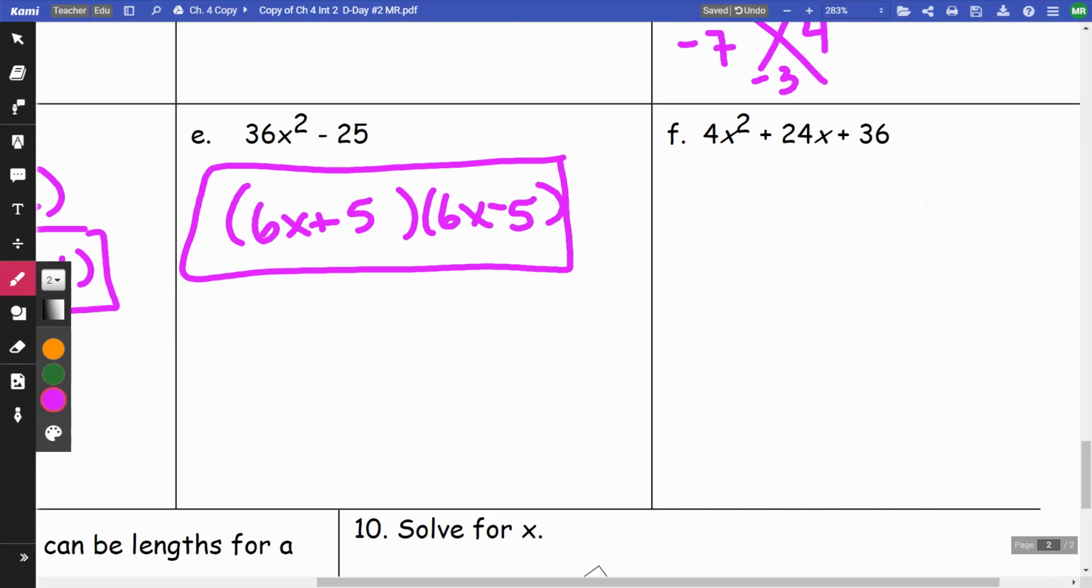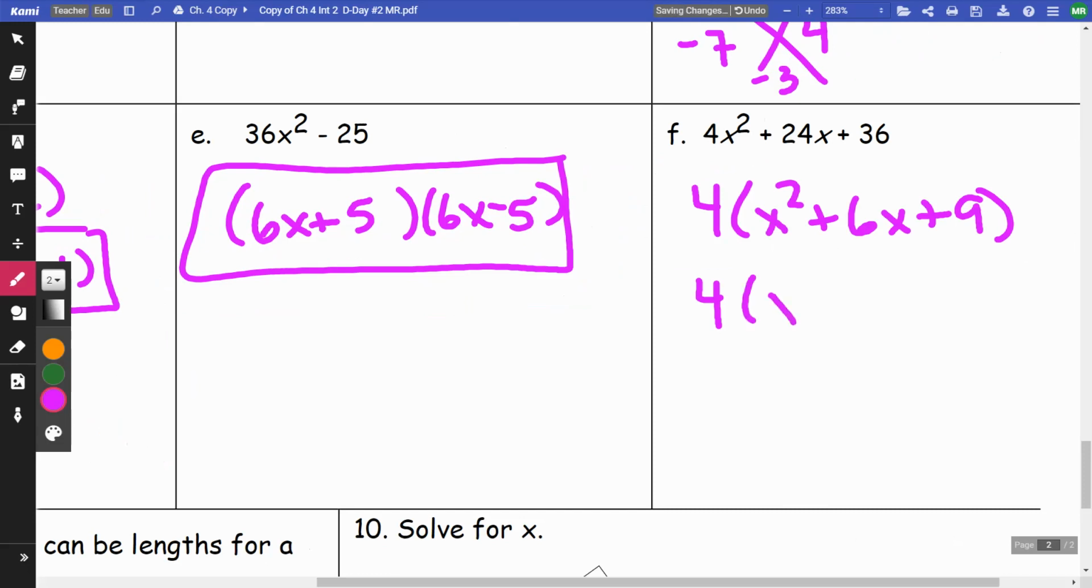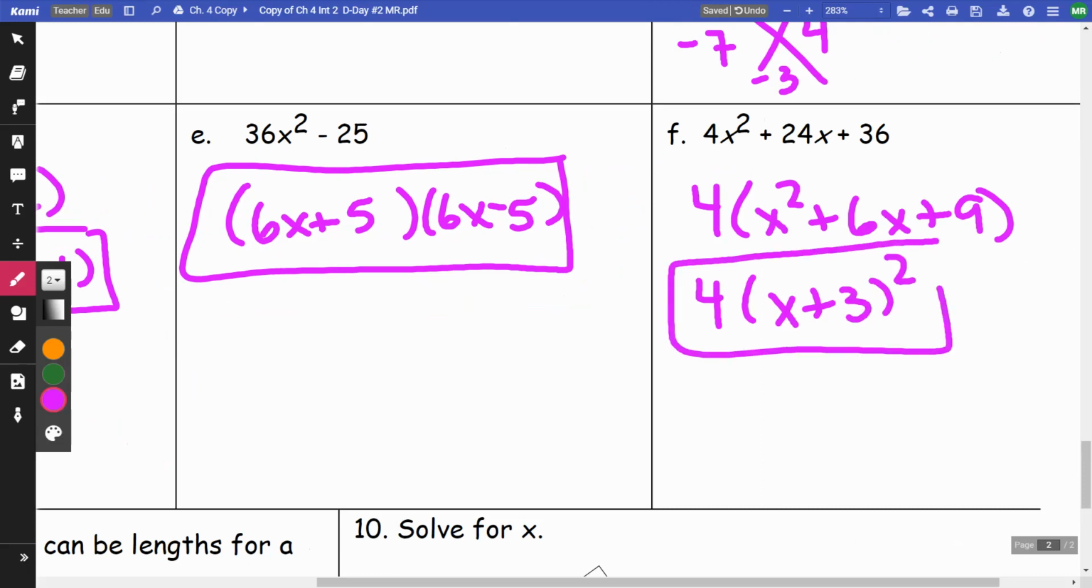For this one, it looks like I can take 4 from everything, and I get an x squared plus 6x plus 9. That is a perfect square trinomial, so that's going to be an x plus 3 squared. So 4 times x plus 3 squared.